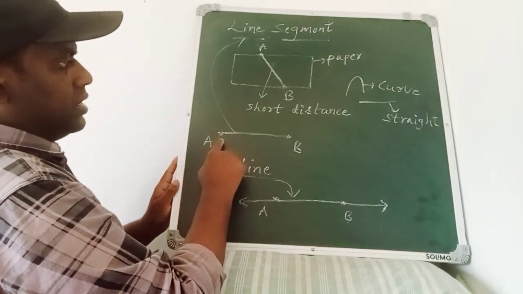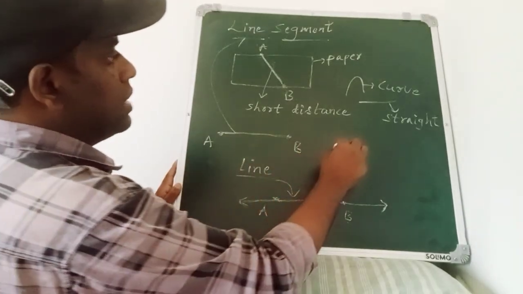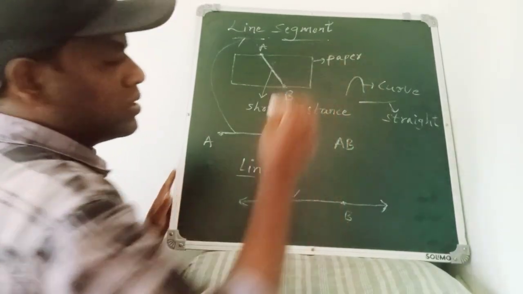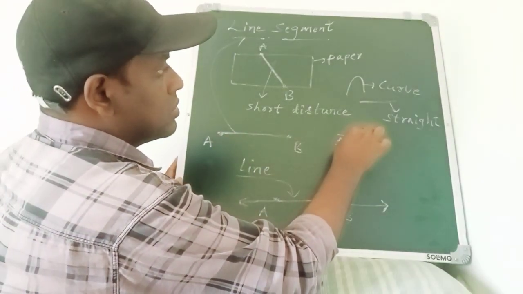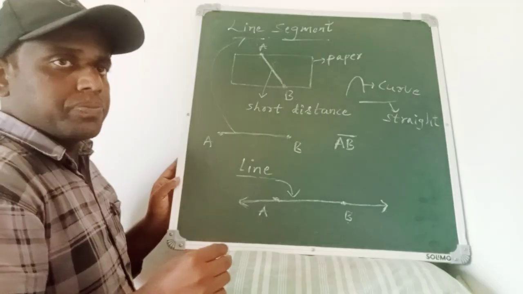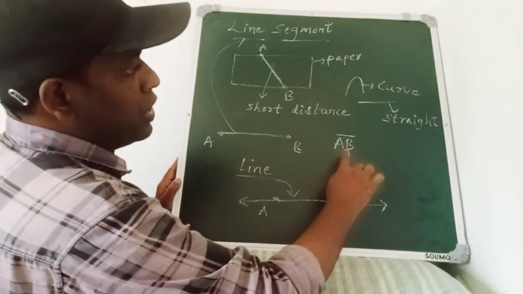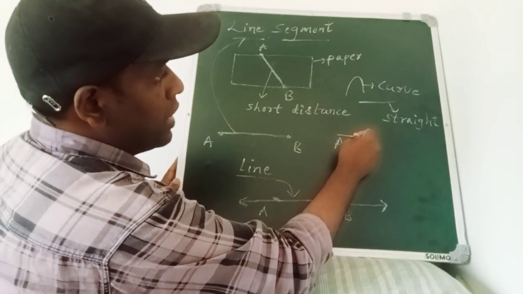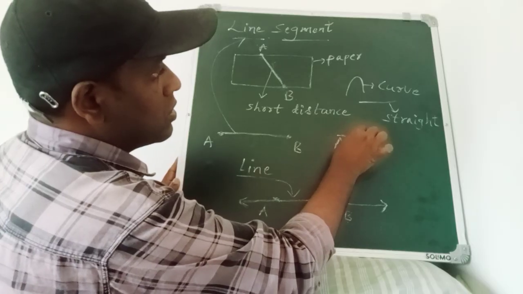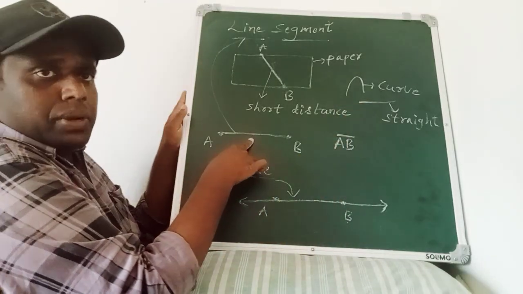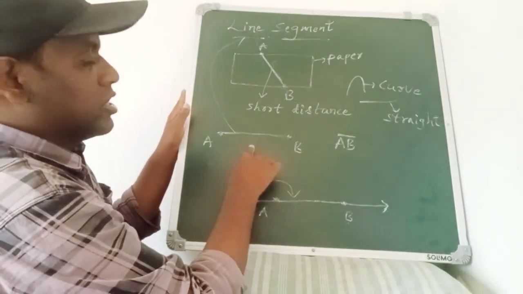Now I said AB is the line segment, right? How will we represent it? First we write AB like this. Since this is a line segment, we draw a line like this. The actual line segment has two end points, but when you represent it like this, you don't put end points here and here. Just draw like this. So this is the line segment representation.